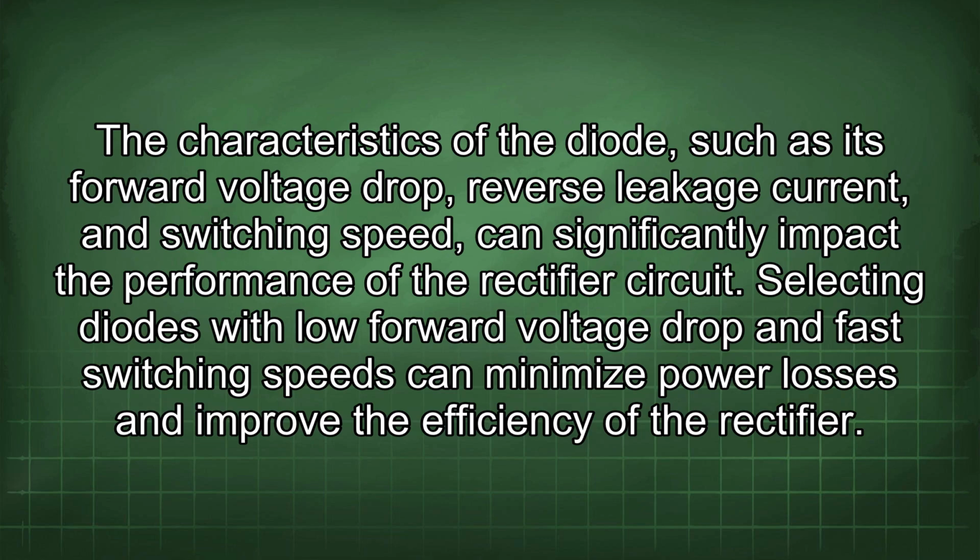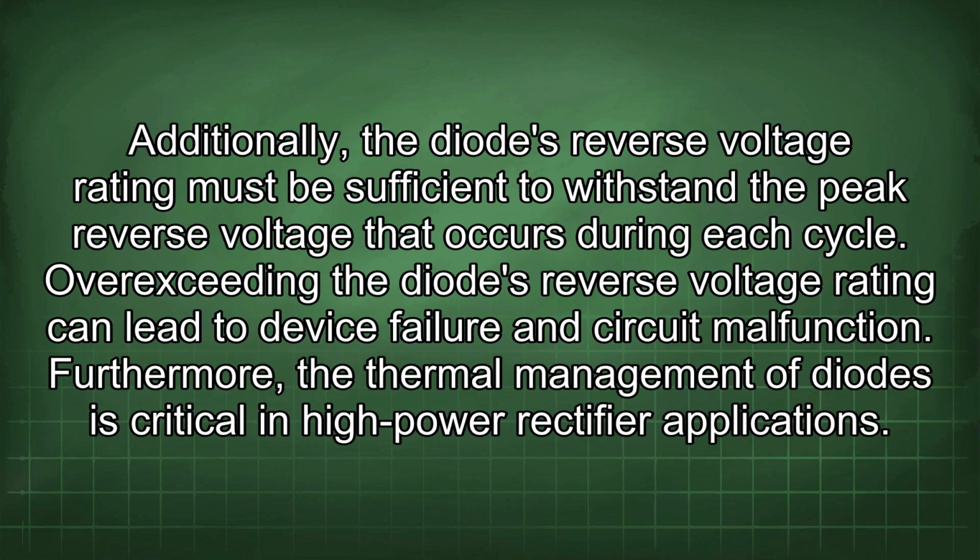Selecting diodes with low forward voltage drop and fast switching speeds can minimize power losses and improve the efficiency of the rectifier. Additionally, the diode's reverse voltage rating must be sufficient to withstand the peak reverse voltage that occurs during each cycle. Exceeding the diode's reverse voltage rating can lead to device failure and circuit malfunction.